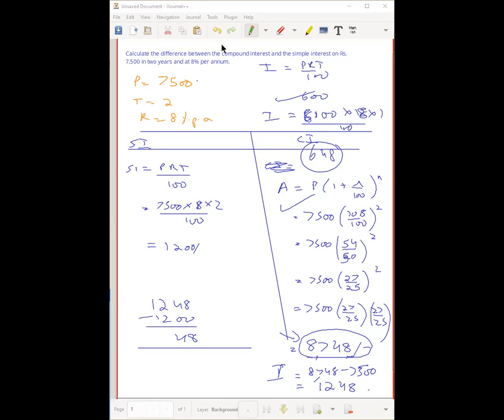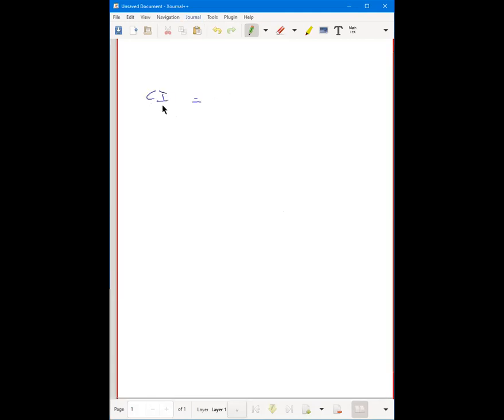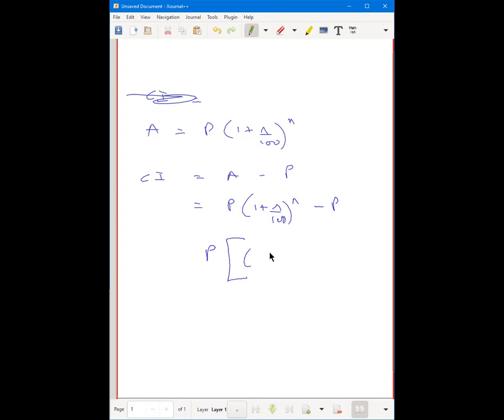The only problem with using that formula directly is that there is a chance you will make mistakes when opening the brackets. What you're telling me is this one, right? So what happens is this: when we take out A, we do P into 1 plus R upon 100 raised to the power of N. And then when we do CI, we will get A minus P. So ultimately, I'm doing P into 1 plus R upon 100 raised to the power of N minus P. Now, if we take out P common outside, I'm going to get 1 plus R upon 100 raised to the power of N minus 1.